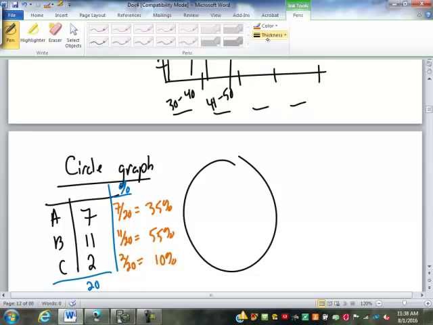So 55% is slightly more than half. So that's going to be B. 35% is actually quite a bit more than a quarter. So that'll be A, and that remaining piece is C. We made a quick circle graph. But you do have to make sure you convert them to percents.